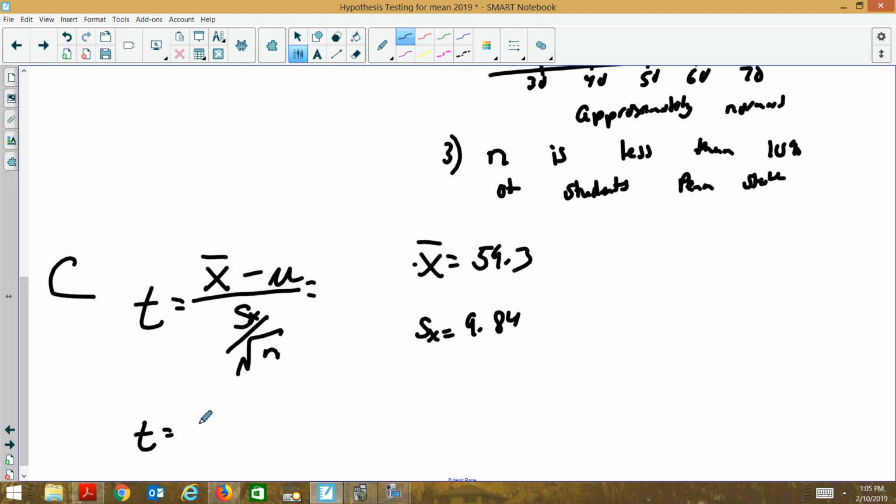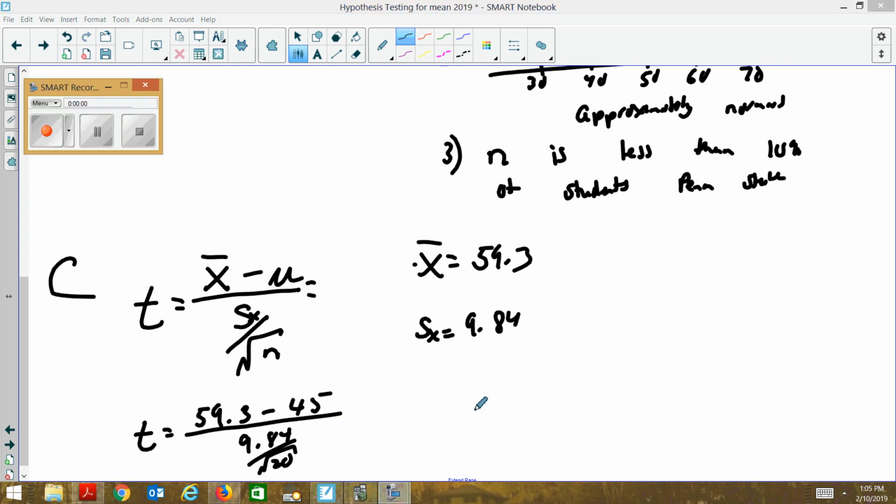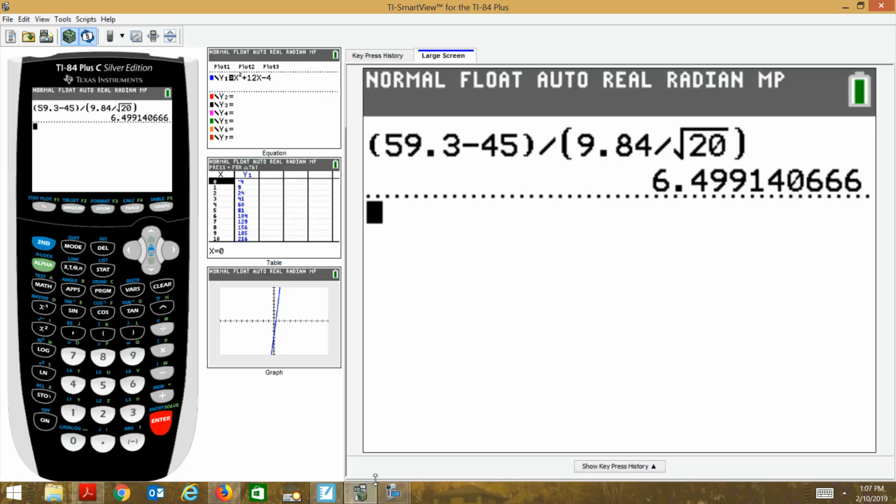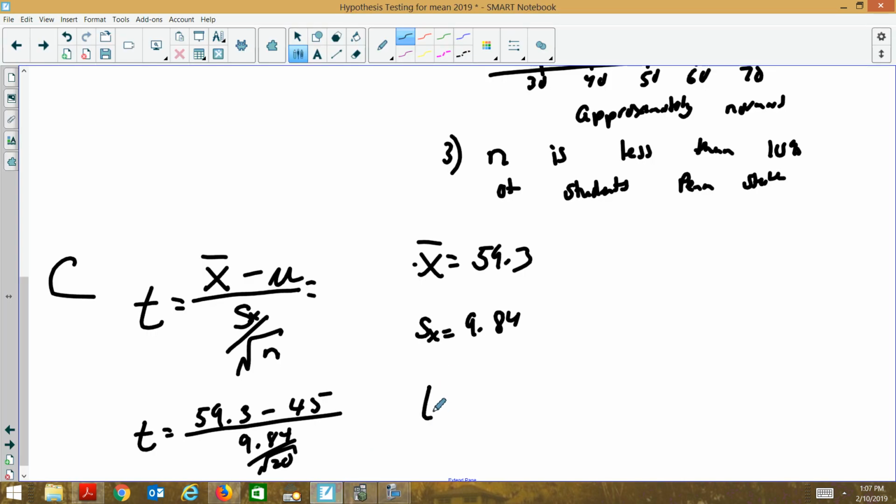So I do my t-test here: 59.3 minus 45 over 9.84 divided by the square root of 20. I'm going to pause the video here just to do the calculation real quick. So I calculated the test statistic, and I got 6.50. So t is equal to 6.50. Since I'm doing a t-test, I have to know what the degrees of freedom is. The degrees of freedom is equal to 19. Remember, it's n minus 1.